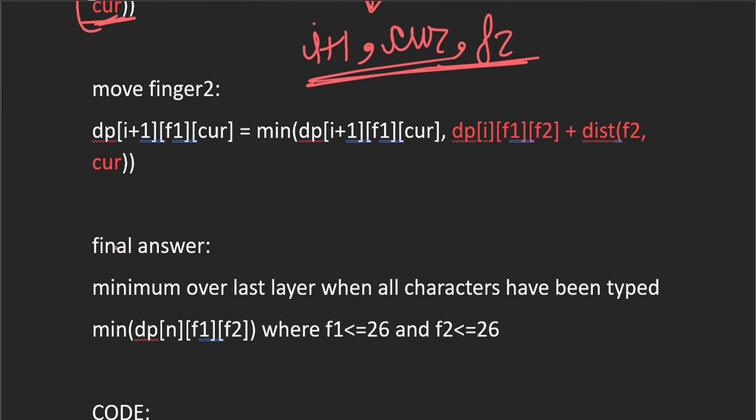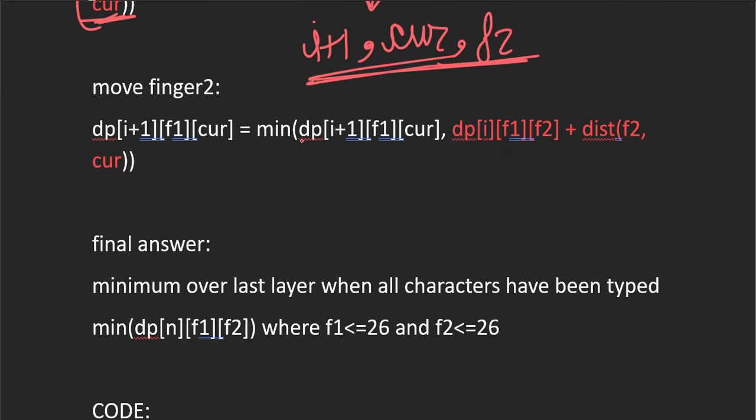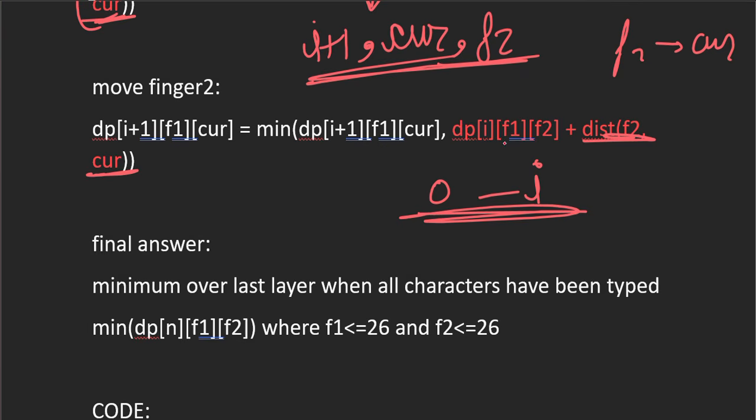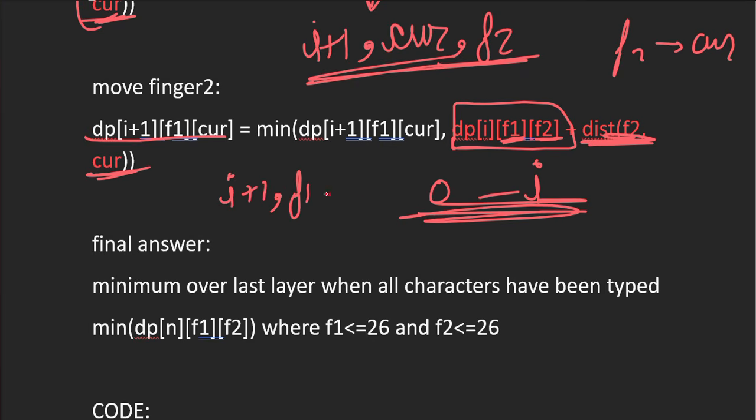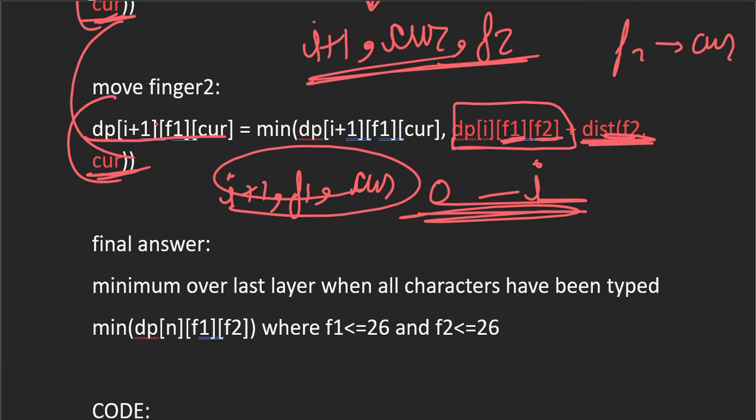Let's see what will happen if we use finger 2. If we use finger 2, f2 will move to current. So we have to find the cost, right? And we already know the cost to type all the characters from 0 to I when our fingers are at f1 and f2. So dp of I, f1 and f2 will store that cost. So we'll use that cost plus the current cost, right? And this will give us the next state, that is I plus 1. F1 is still the same and f2 has moved to current. So this will give us the next state, right?